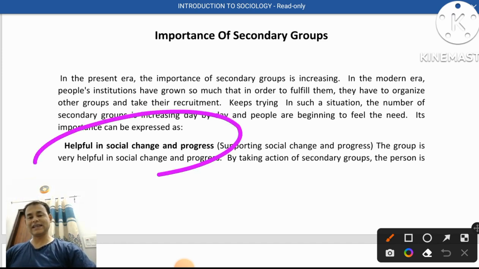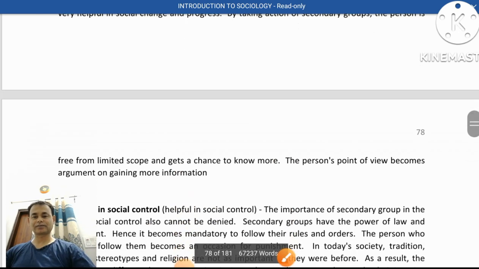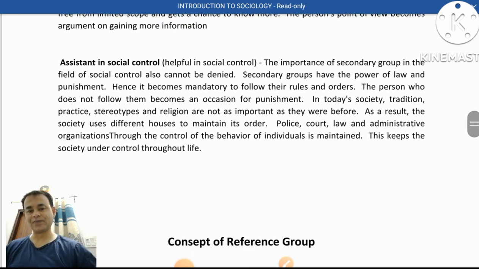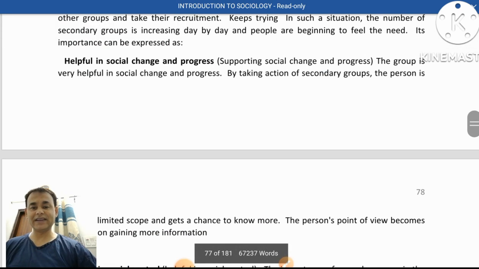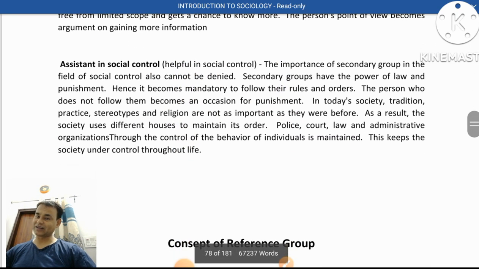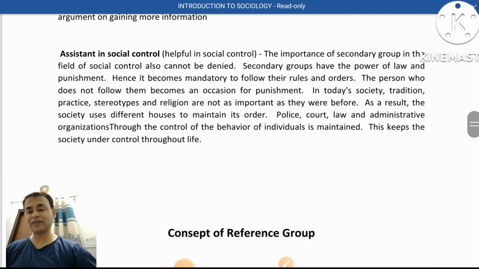Helpful in social change and progress. Assistant in social control. These are helpful in the fulfillment of needs, and in change and progress, and as an assistant in social control. The importance of the secondary group in the field of social control also cannot be denied. Secondary groups have the power of law and punishment. Hence, it becomes mandatory to follow their rules and orders. The person who does not follow them becomes an occasion for punishment.